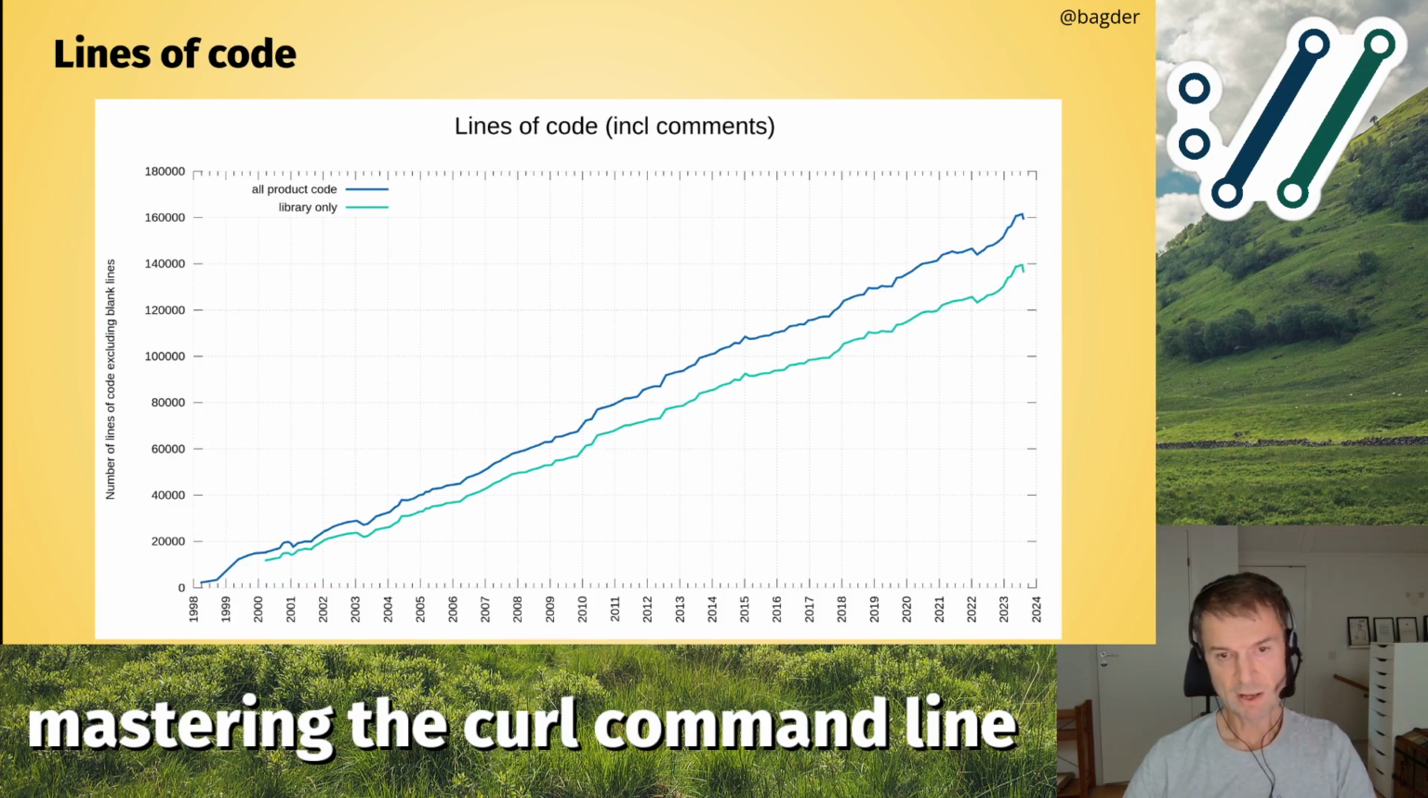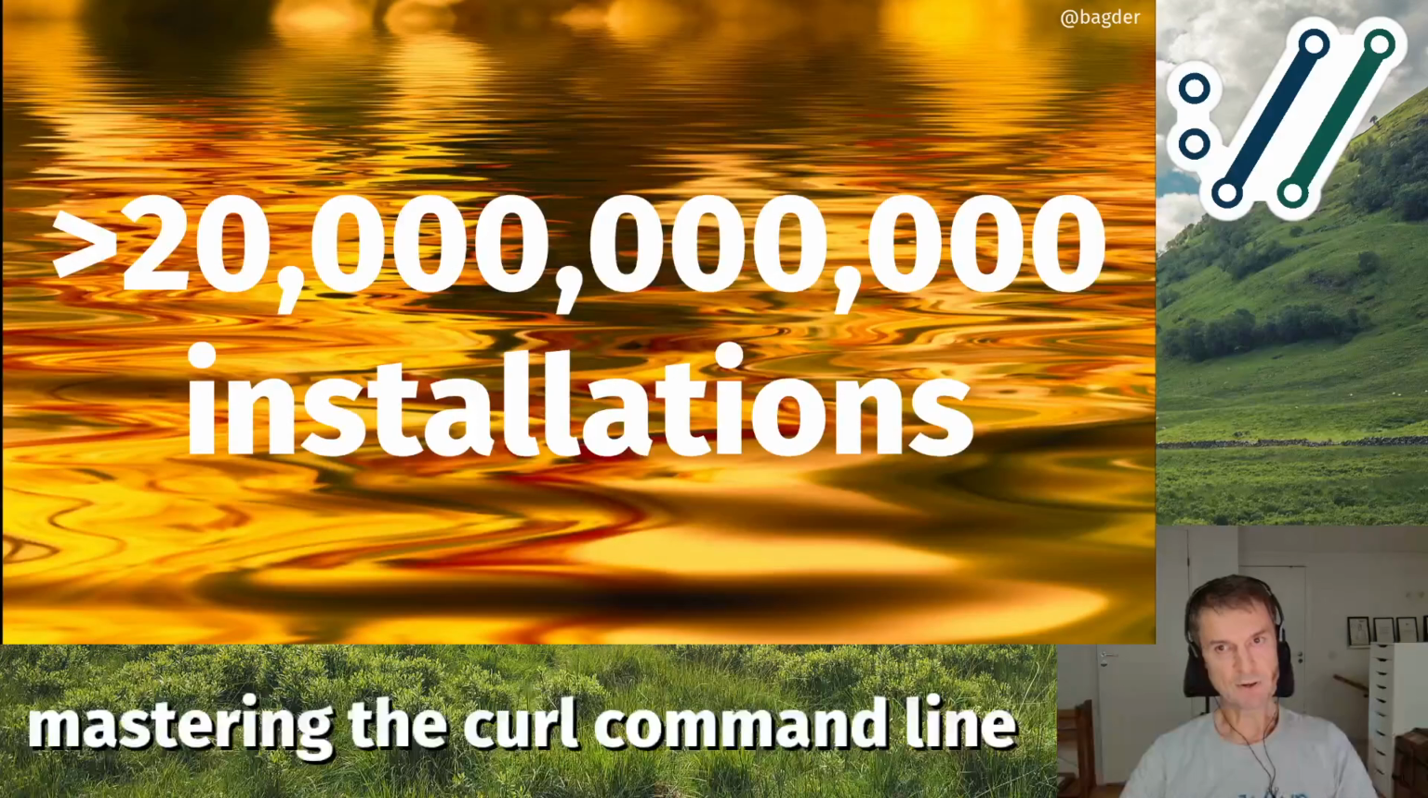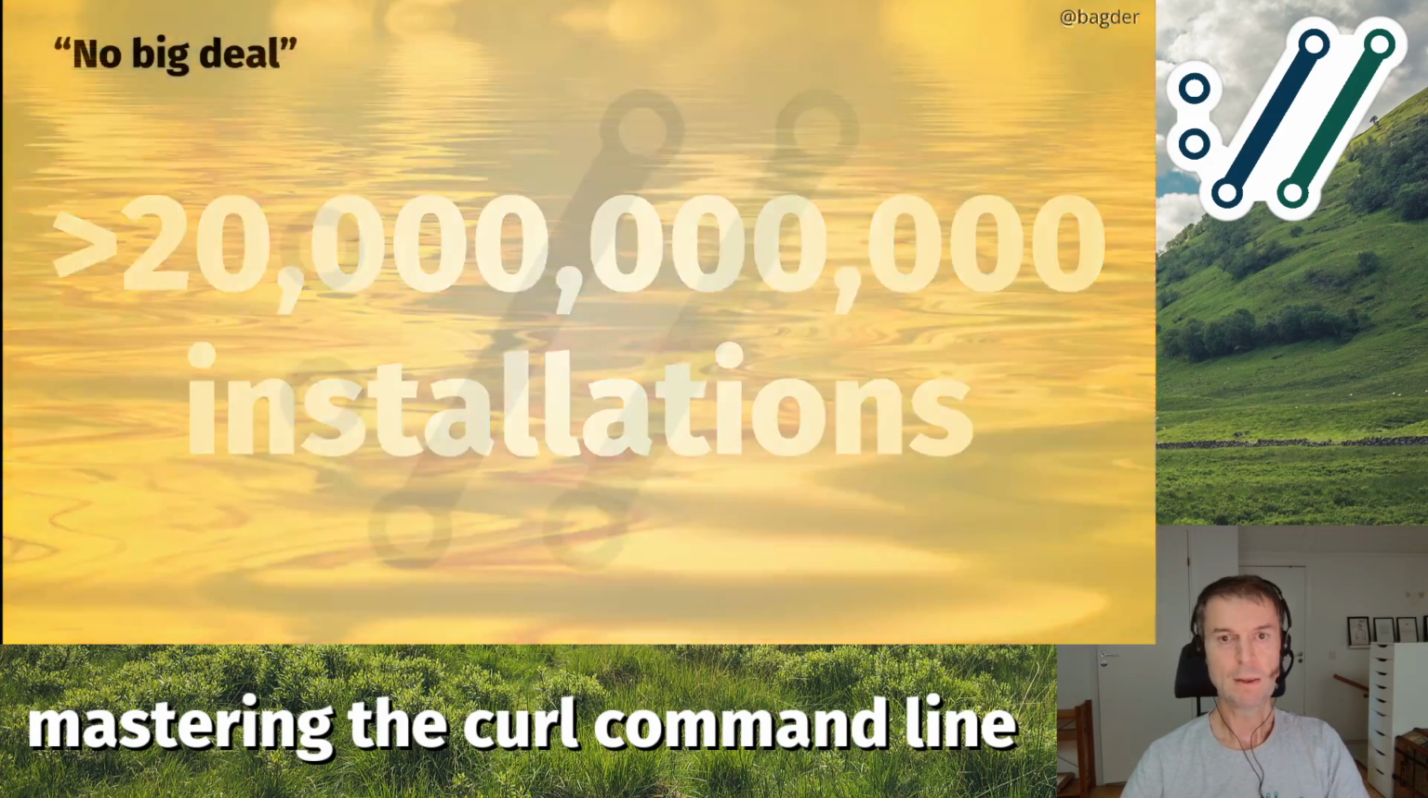Number of lines of code is a fascinating growth. As you can see, in 1998, 2,000 lines of code, and now 160,000 lines of code. So 80 times growth roughly in 25 years or so. So the project has really come to this point where we count roughly maybe 20 billion installations worldwide. It's really, really hard to know. It's a guesstimate at best, but it's everywhere.